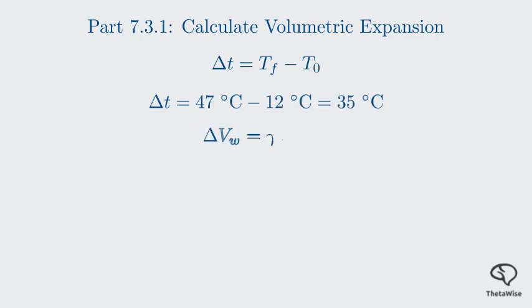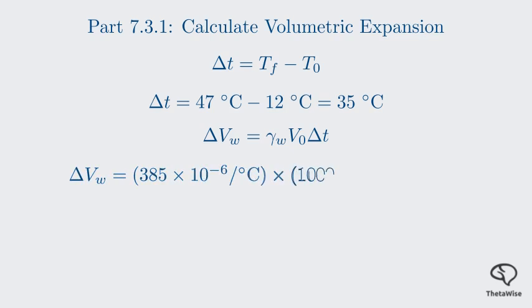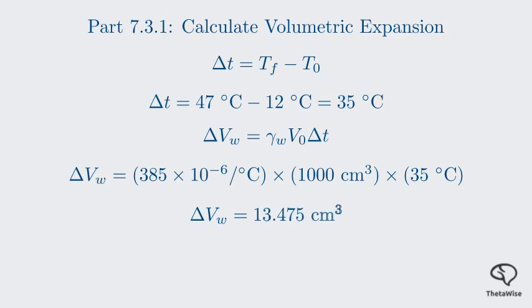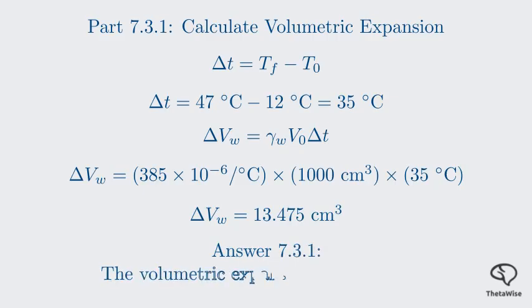Now we use the formula for the volumetric expansion of the water. We substitute the values. Gamma W is 385 times 10 to the negative 6 per degree Celsius. V naught is 1,000 cubic centimeters, and delta T is 35 degrees Celsius. Notice again how the degrees Celsius unit cancels out. Multiplying these 3 numbers together gives us the volumetric expansion of the water, which is 13.475 cubic centimeters. This matches the marking guideline perfectly. So the volume of the water is increased by 13.475 cubic centimeters.